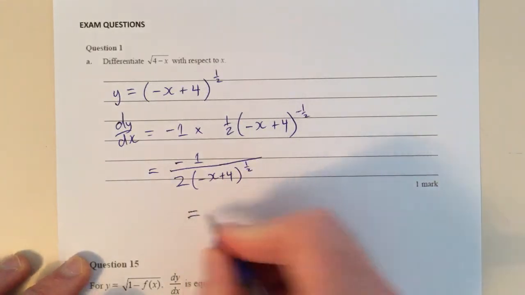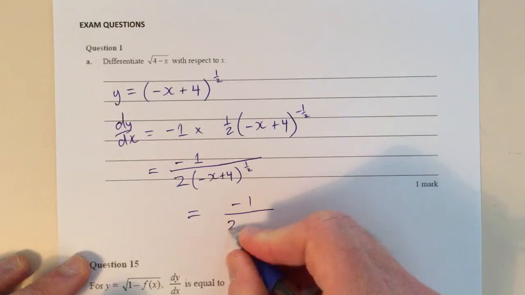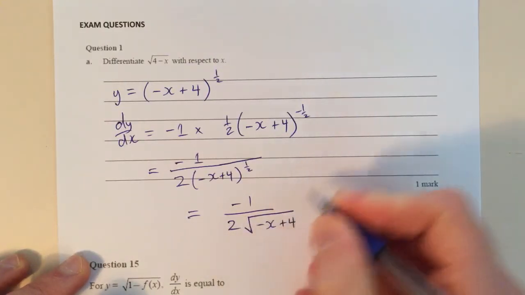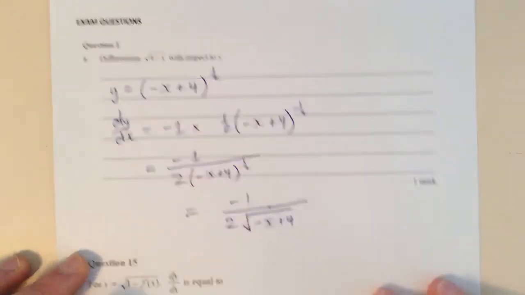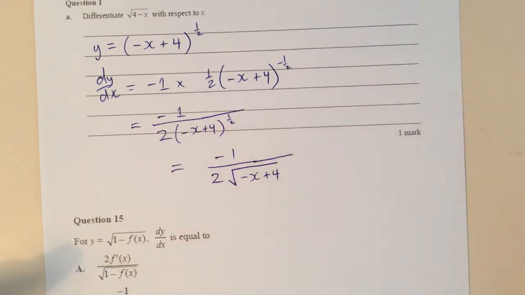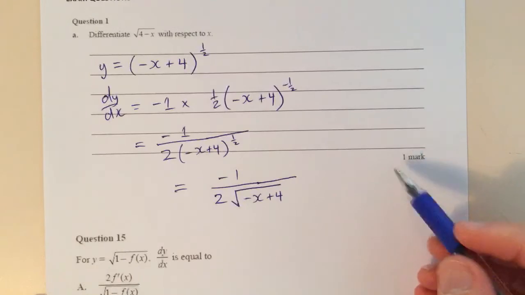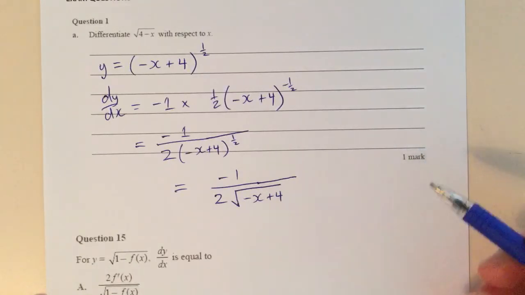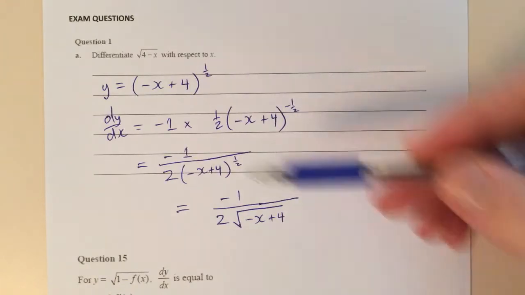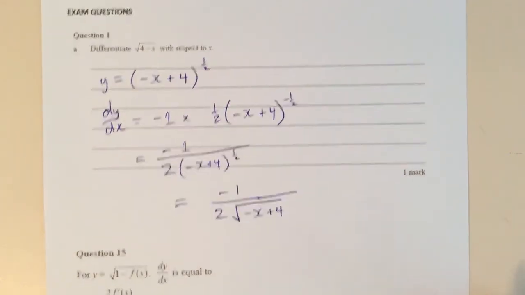And that will equal, by tidying things up, negative 1 over 2 times the square root of negative x plus 4. And of course, you could write that as 4 minus x in the bracket as well, but that's completely fine. So there's our derivative. Again, 1 mark. A lot of the time with 1 mark questions, you might not want to put too much working, but this is one where it's definitely worth the working steps just to make sure you've got it correct. Because if you try to do it all in your head and just go straight to the answer, there's a chance you're going to make an error.